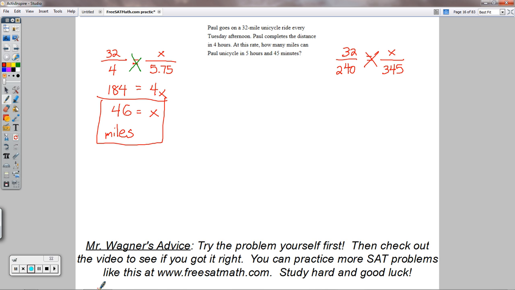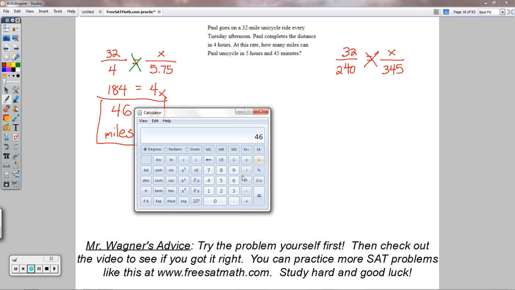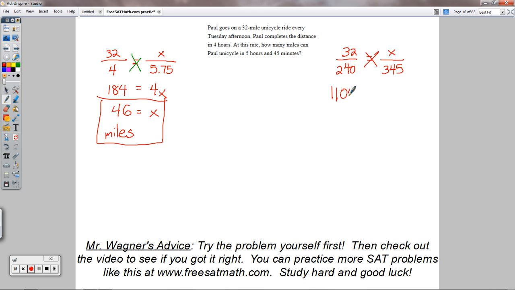So I'm going to check this one as well and see what I get. So 32 times 345, and I take that and divide it by 240, and yes, I in fact get the same thing. So I'm going to multiply that by 240 and write that down like I had. So it was 11,040 equals 240x divided by 240, and you get the same answer there. You get that x equals 46 miles. So either way you slice your bread there, you still get 46 miles.